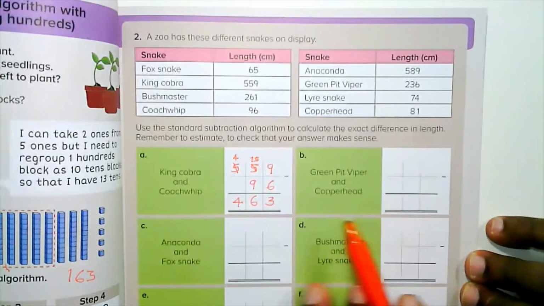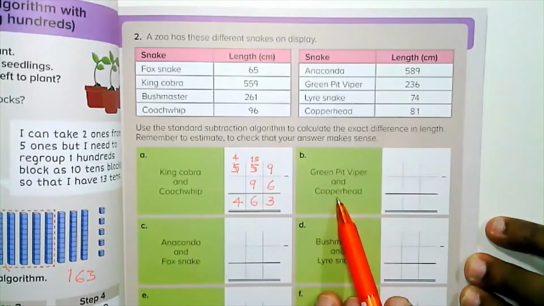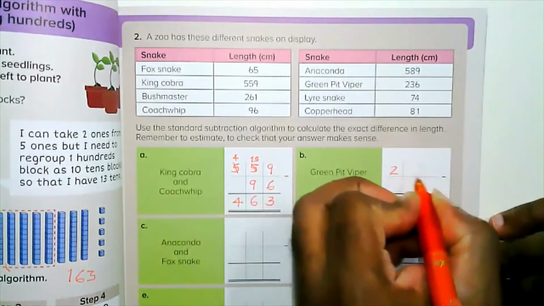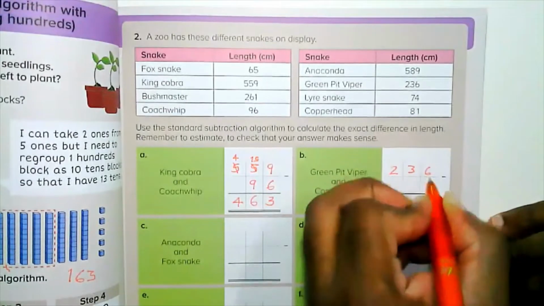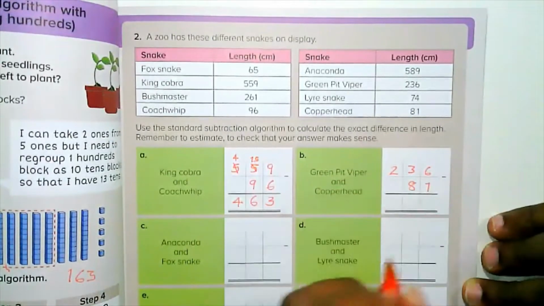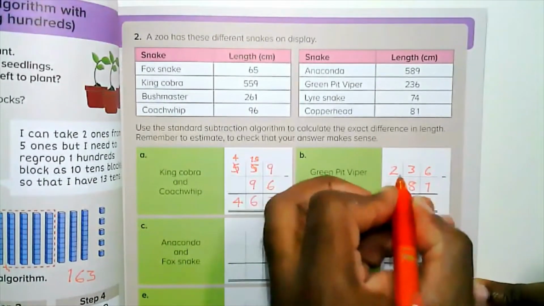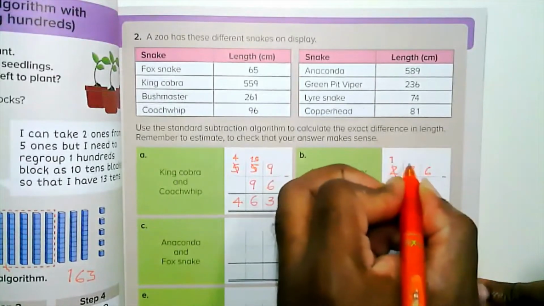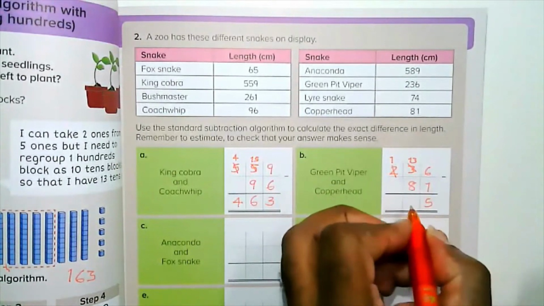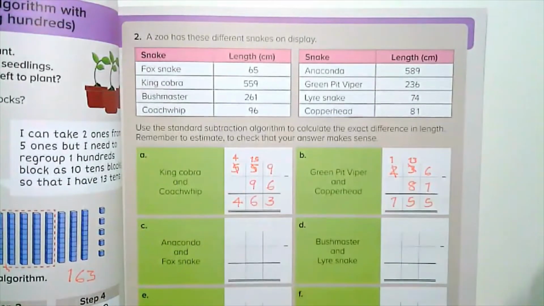Green pit viper with copperhead. So that we have 236, and the copperhead 81. 6 minus 1 will be 5. 3 minus 8 is impossible. Borrow 1 from here. Bring it here will be 13. 13 minus 8 will be 5. Then we have 1.